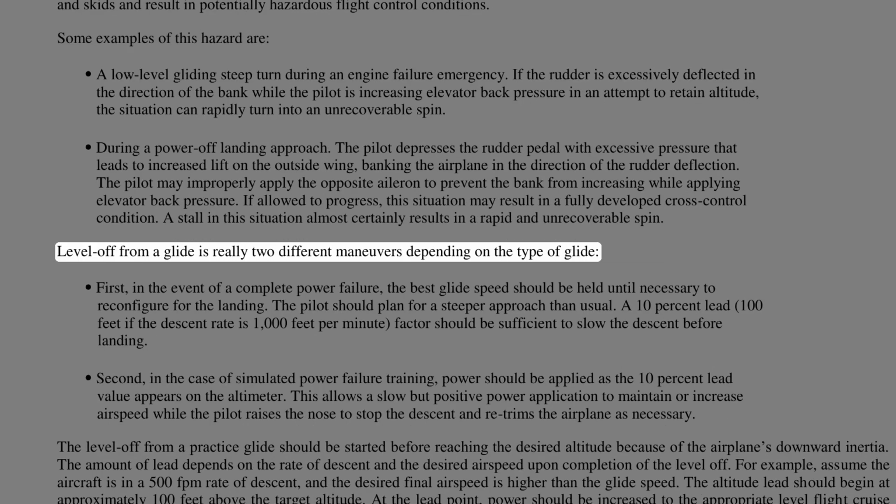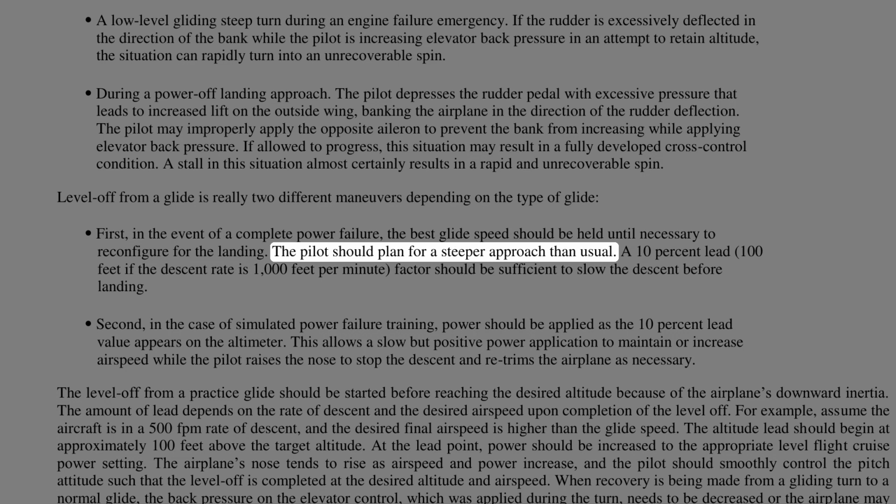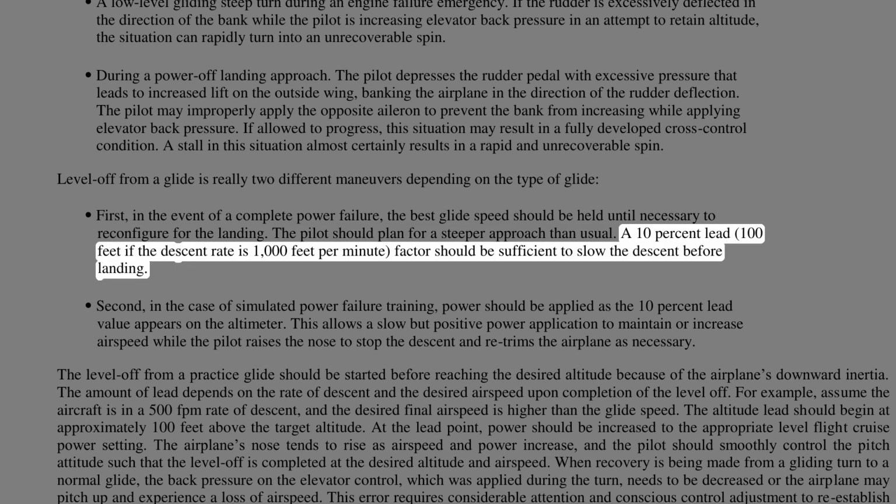Level off from a glide is really two different maneuvers depending on the type of glide. First, in the event of a complete power failure, the best glide speed should be held until necessary to reconfigure for the landing. The pilot should plan for a steeper approach than usual, a 10% lead, 100 feet if the descent rate is 1,000 feet per minute. This factor should be sufficient to slow the descent before landing.